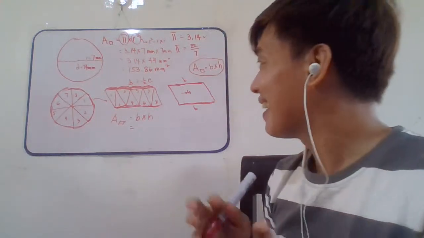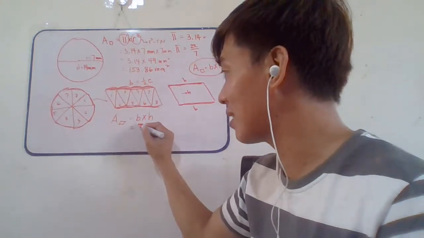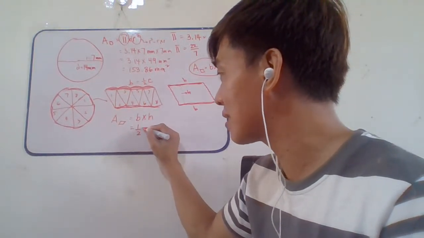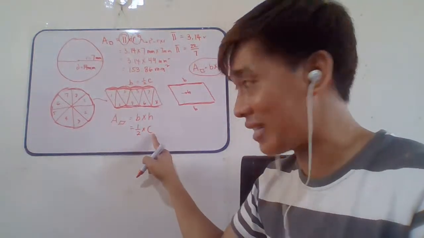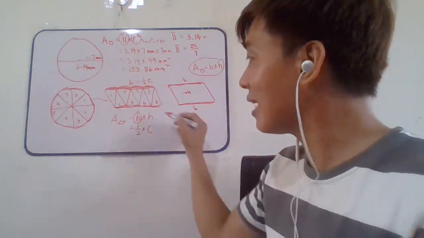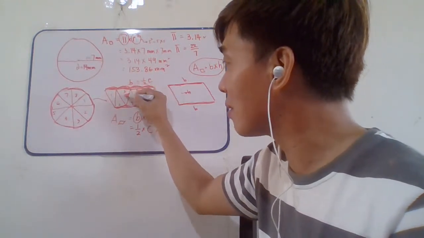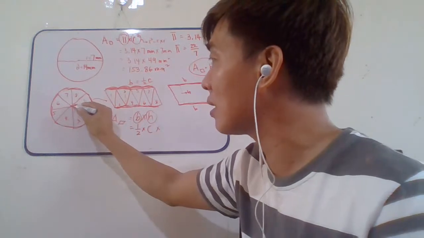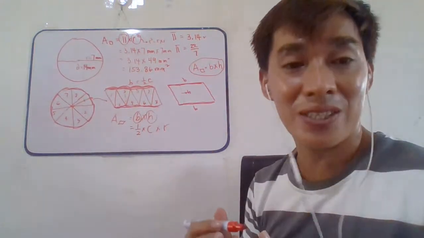So we have here half of the circumference as the base. That is the base. Next, we will multiply it by its height. Actually, the height here is the radius. So, times the radius.